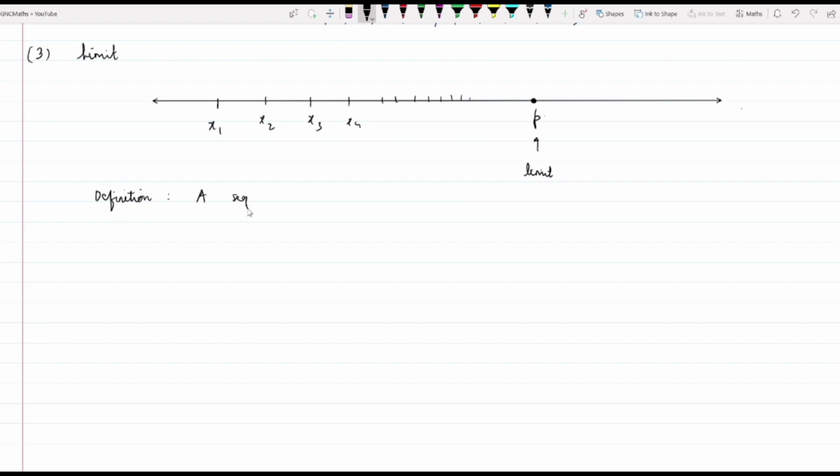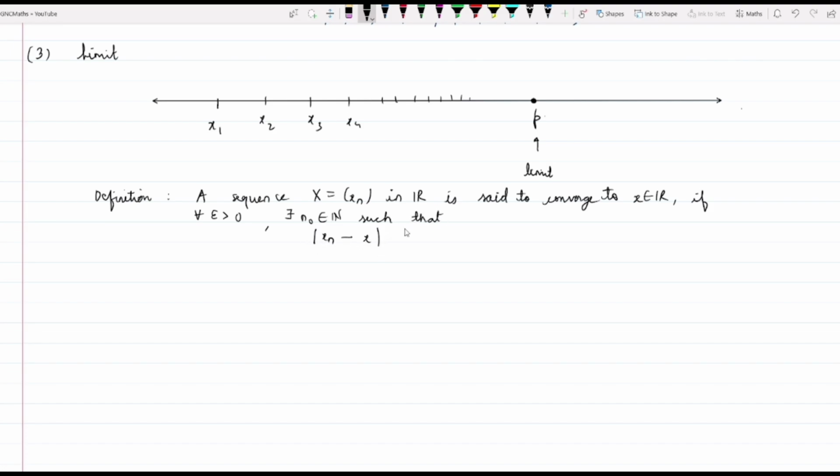So we'll start with a sequence. A sequence x equal to (xn) in R is said to converge to a real number x if for every positive epsilon we can find a positive natural number N such that the distance between xn and x is less than epsilon for every n greater than or equal to N.